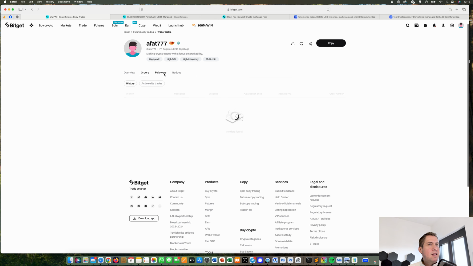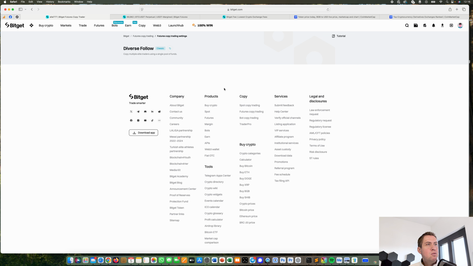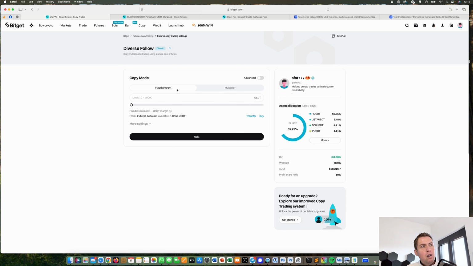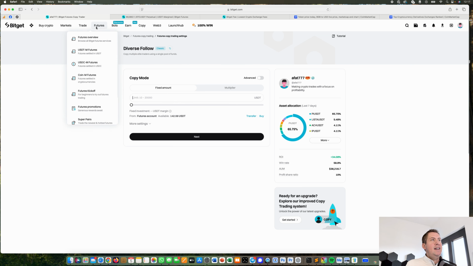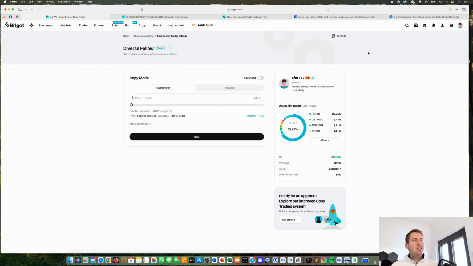and then you can say, okay, I want to automatically copy all his next positions, and then you can select an amount that you want to invest, and then it copies all the positions that he opens or closes for you, and you don't have to do anything at all. And that's basically copy trading. So that's it in terms of futures or derivatives trading on Bitget.